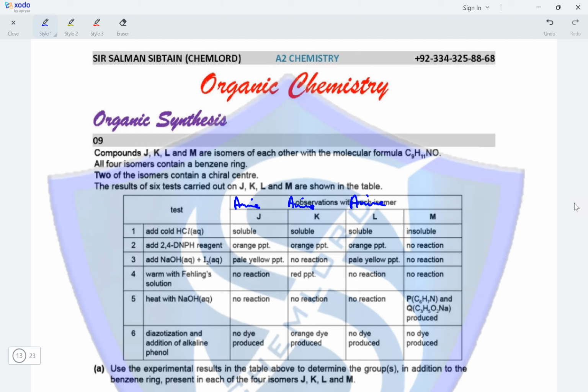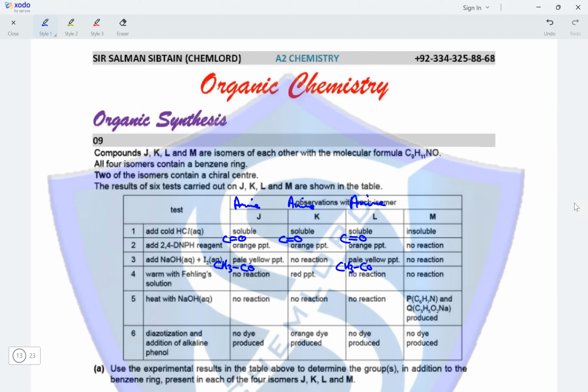And on adding 2,4-DNPH, we have an orange precipitate formed with J, which means a carbonyl group is present, an orange precipitate with K, which means a carbonyl group is present, an orange precipitate with L, which means a carbonyl group is present, and no reaction with M, that means a carbonyl group is absent. Next, add NaOH and I2. We have a pale yellow precipitate with J, that means CH3 next to the carbonyl group. No reaction with K, so no CH3 next to carbonyl. Pale yellow with L, so CH3 next to carbonyl, and no reaction with M.